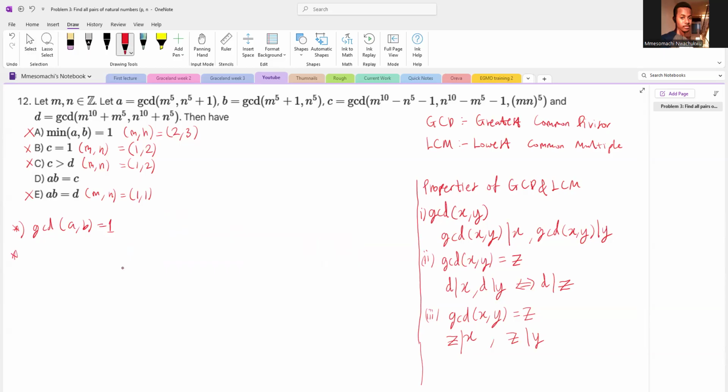The next thing I want to show is that A divides C and B divides C. Let's see how we can prove this. This second property you can extend to more values. Most of these properties I'm stating here you can extend to the GCD of 3 values and so on. So let's look at this.